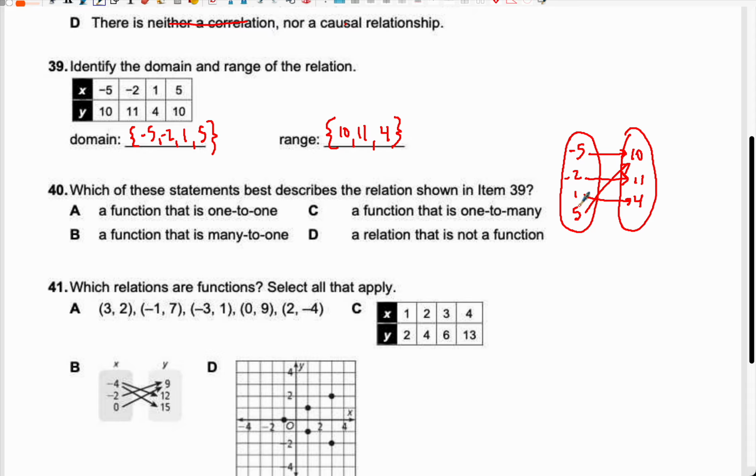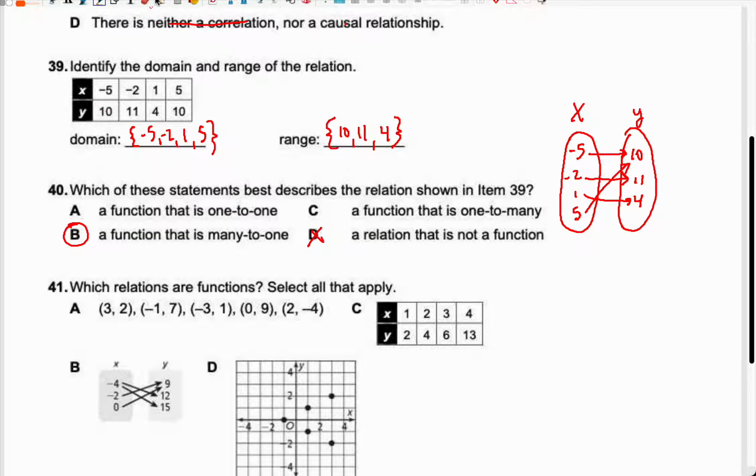So first of all, do we have a function? Well, this is my x value, it's the domain, this is the y value. Every domain only has one arrow going away from it. So that means that it is a function, so we're going to eliminate that one. So now, is it many to one, one to many? Well, it's not one to one because this one has two things pointing at it. But each one of my domains has only one thing going away from it. So it is a function that is many to one.